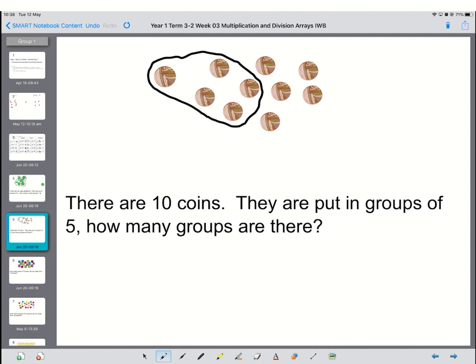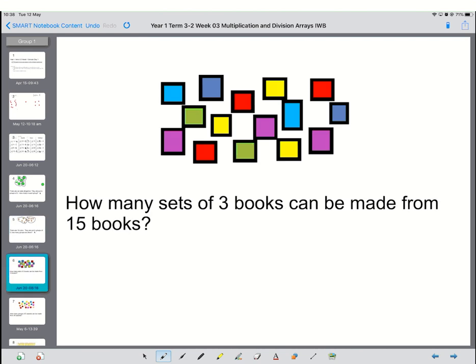Now it's a lot easier if you physically move these. So I'm going to move these a bit across. We've got our second group of 5 there. So how many groups of 5 are there? That's right, there's 2. Okay, so I'll read you the next question and then you have a go.